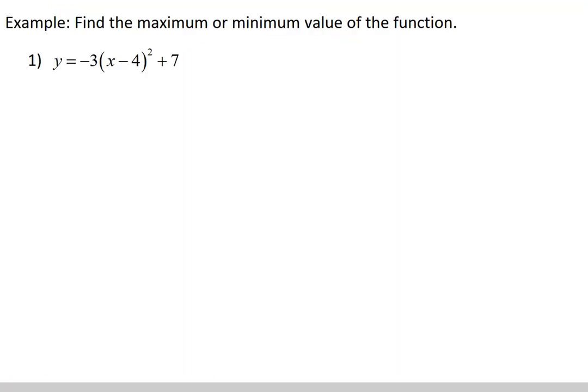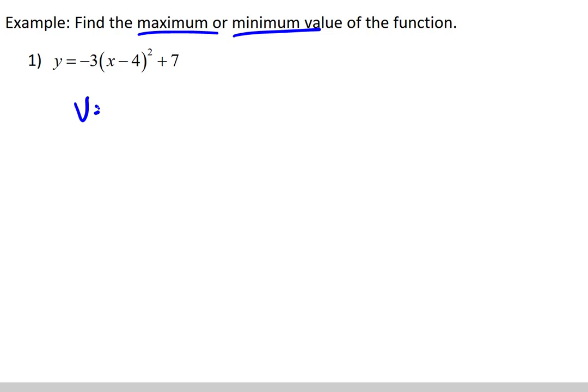Let's do an example where we want to find the minimum or maximum value of the function. Now this first example is given in what we're calling standard form. Let me read it as y equals negative 3 times the quantity x minus 4 in parentheses squared plus 7. Now, as you'll recall, we've already been working with this form, calling it standard form, and to graph with this form, we could start by finding the vertex, but as we just discussed in our notes, the vertex is directly related to the minimum or maximum value of this function.